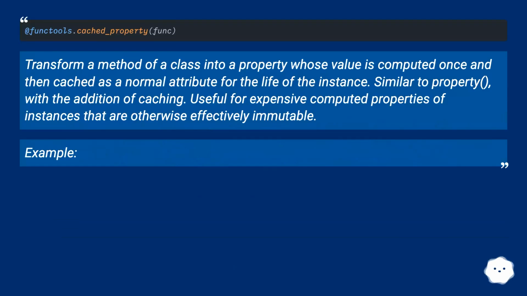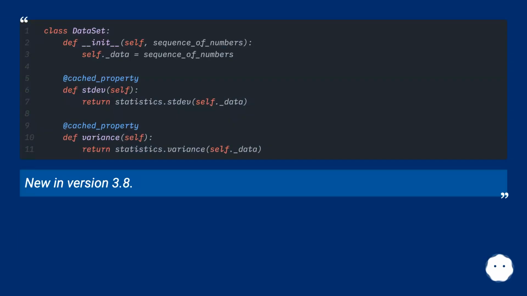Transform a method of a class into a property whose value is computed once and then cached as a normal attribute for the life of the instance. Similar to property, with the addition of caching. Useful for expensive computed properties of instances that are otherwise effectively immutable. Example. New in version 3.8.